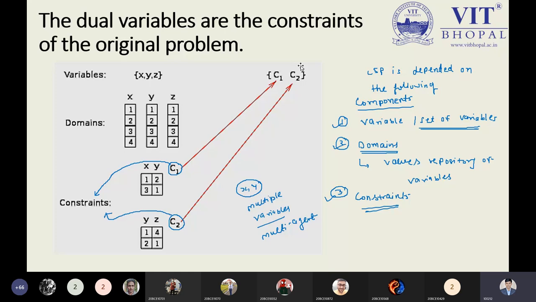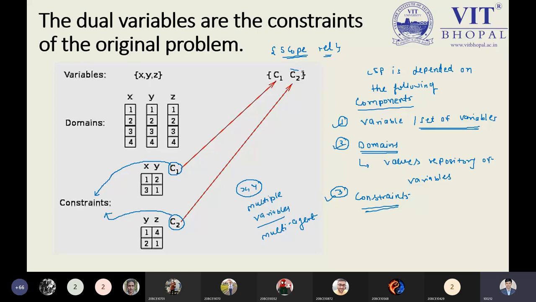The scope is a tuple of variables which participate in the constraint. So here, what are the constraints I'm taking? If I'm writing here, C1 and C2. So this is defining that, let me write 2 points. This is the scope, and next one is the REL. This is scope and this is REL. So these are the 2 points we can take to make a pair of our constraint value. So one is scope, another is a relation.